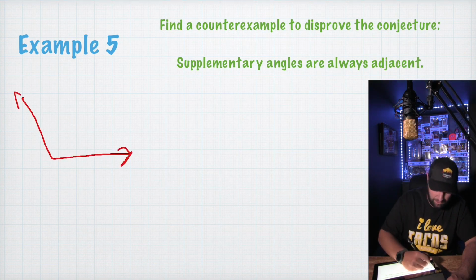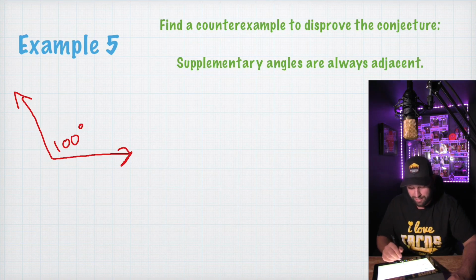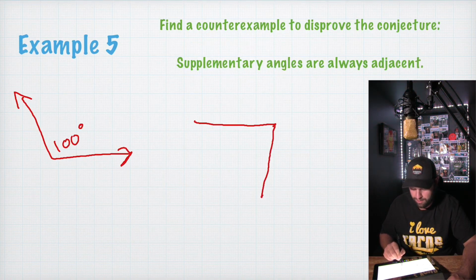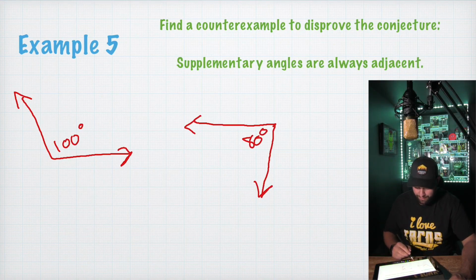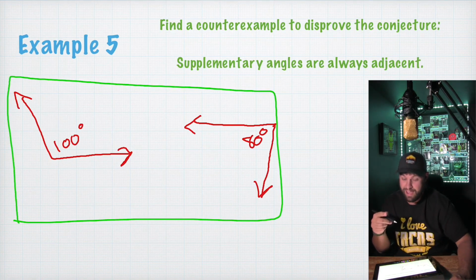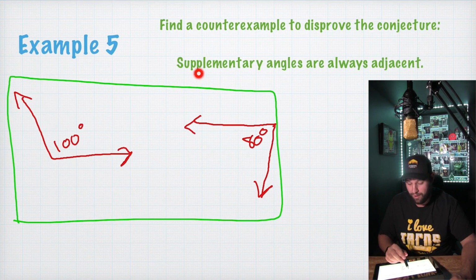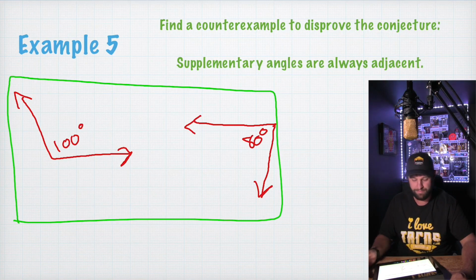So let's do, and I'm just drawing it. These are not exact angles. This is going to be an angle that is 100 degrees. If one angle is 100 and we want the angles to be supplementary, the next angle is going to have to be 80 degrees, okay? Which is just a hair under 90. So I'm trying to draw it kind of how it'd look. And this is going to be 80 degrees. Well, right here, we have drawn two non-adjacent angles that are supplementary. So not all supplementary angles have to be adjacent. We just disproved that conjecture. Pretty simple.